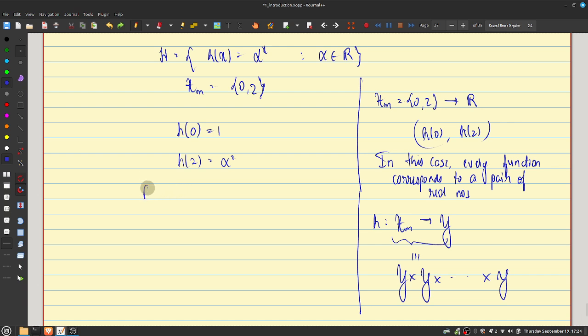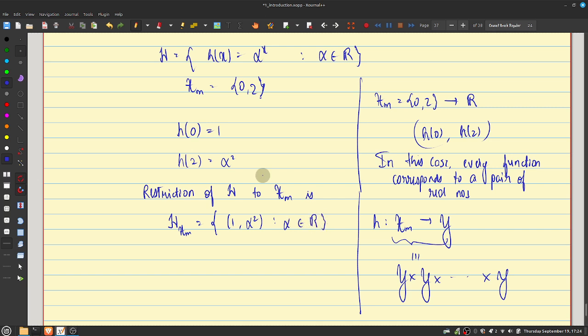So the restriction of h to x_m in this case, let me denote this as h subscript x_m, is in fact the set of all (1, alpha squared), where alpha belongs to R. And one thing to note here is that there are multiple functions. For example, 2 to the power x and minus 2 to the power x, both when restricted, correspond to the same function.